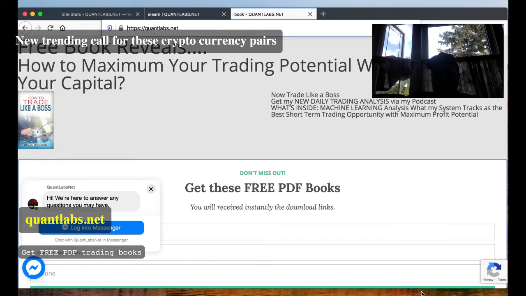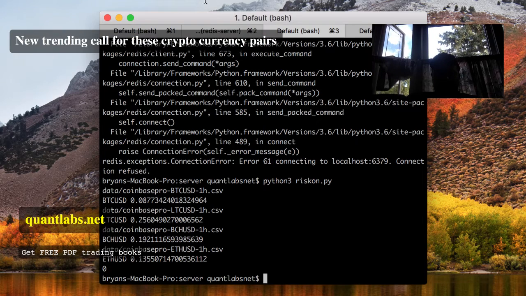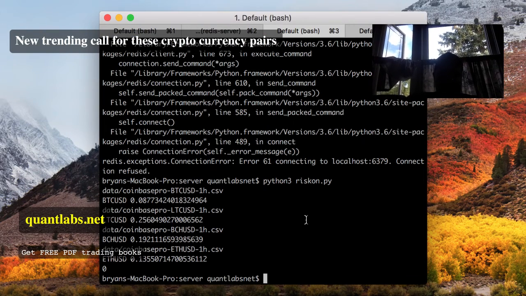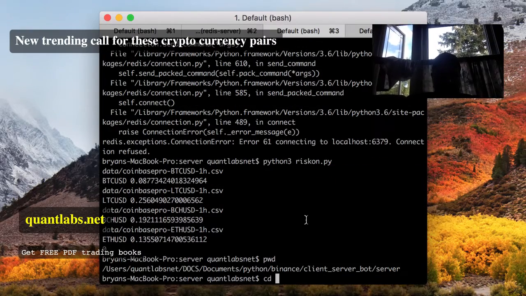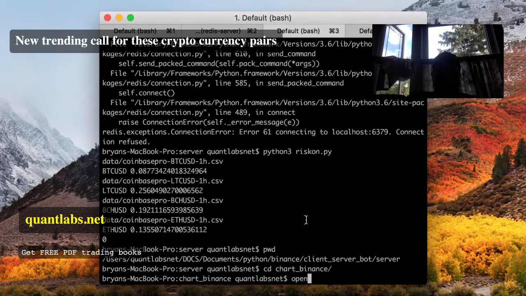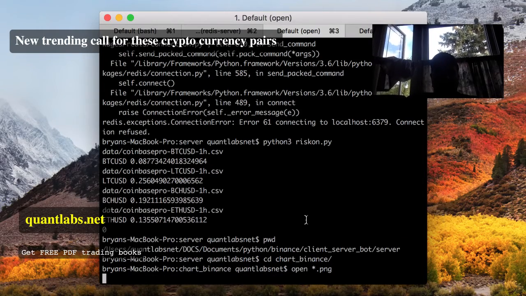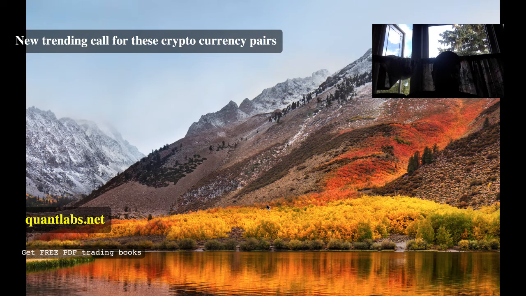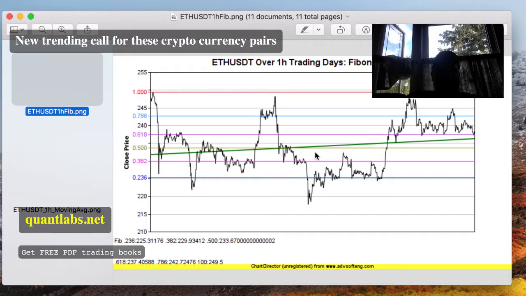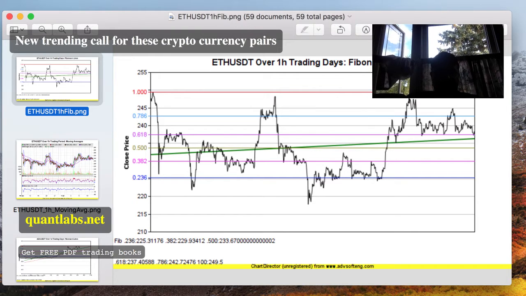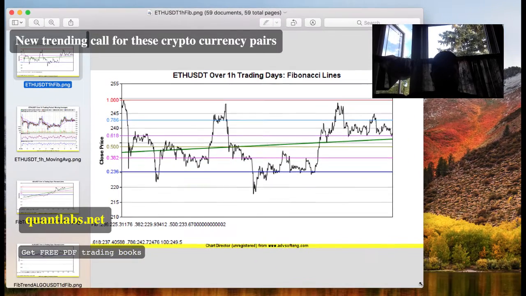So let's get to what we need to show you. First of all, I have had to make some changes to the overall trending chart. I have combined it with Fibonacci, and it's pretty well the same thing, except that you have the Fibonacci retracement levels now as well. So you can see here, these are the coins that are moving, and let's go over this.